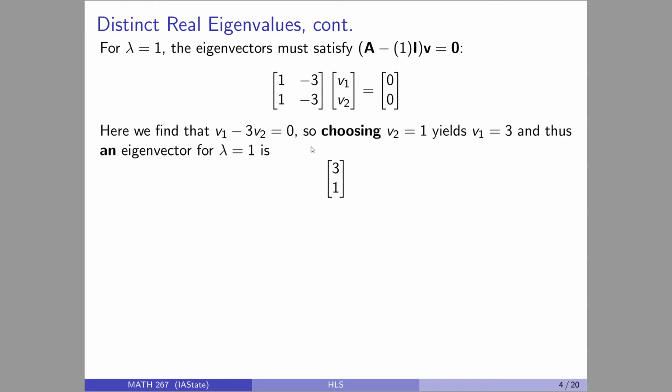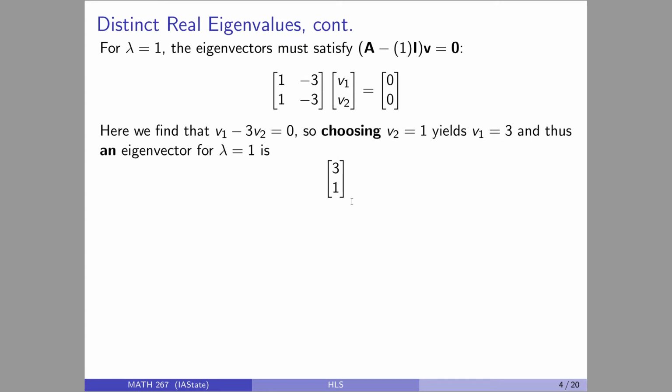To make our lives easy, let's simply plug in a number for one of the values to make our lives as easy as possible. Right, we want to avoid fractions, we want to avoid weirdo things with square roots, things like that. I mean, you could go nuts, you can choose whatever you want here, but let's keep it simple and clean. So I chose v2 to be 1, which then solving for v1 gives me 3. So an associated eigenvector for lambda 1 is 3, 1.